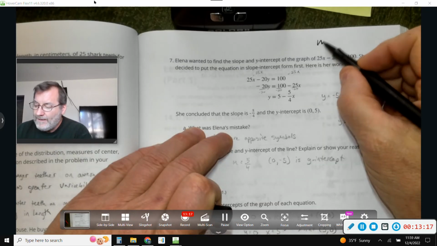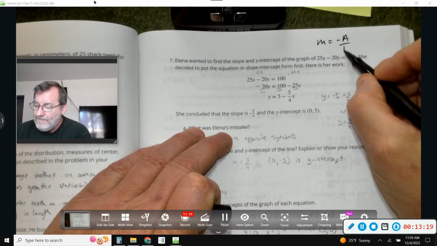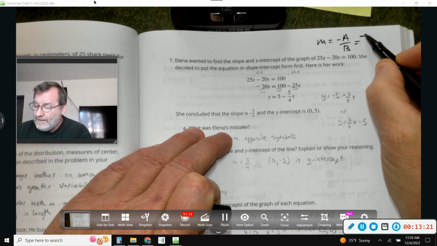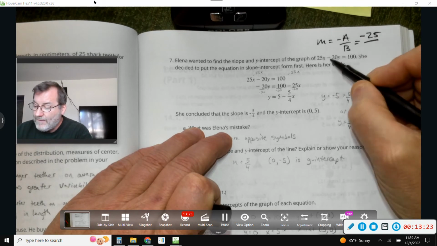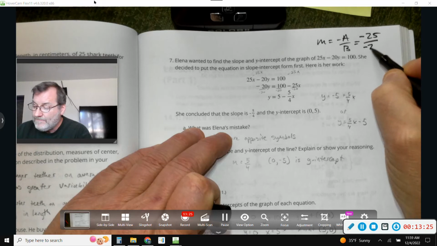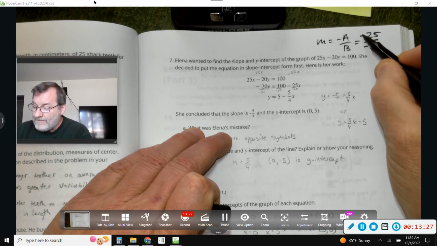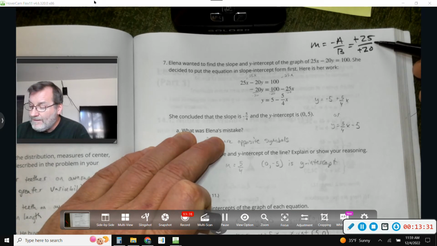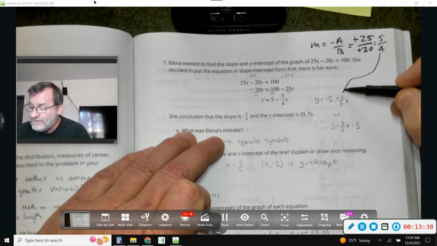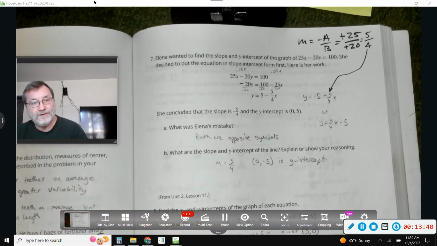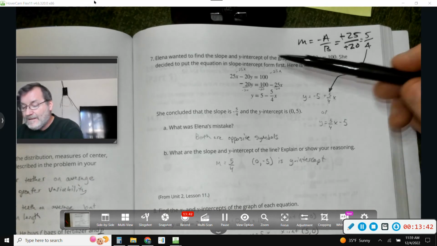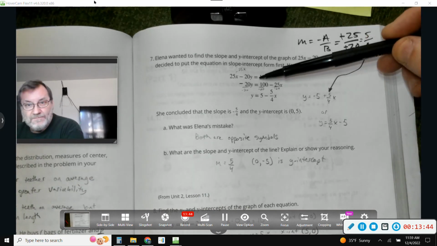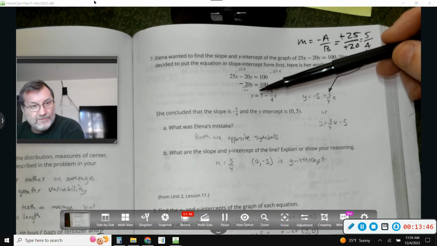I know that slope is negative A divided by B, which is negative 25 divided by negative 20. Well, the negatives cancel. And I know I can take a 5 into each one, so 5 goes into 25 5 times, 5 goes into 20 4 times, which is the slope that they gave. Ah, very good. It's a good check on this. So they took this equation, and they're going to solve it and convert over to slope-intercept form.